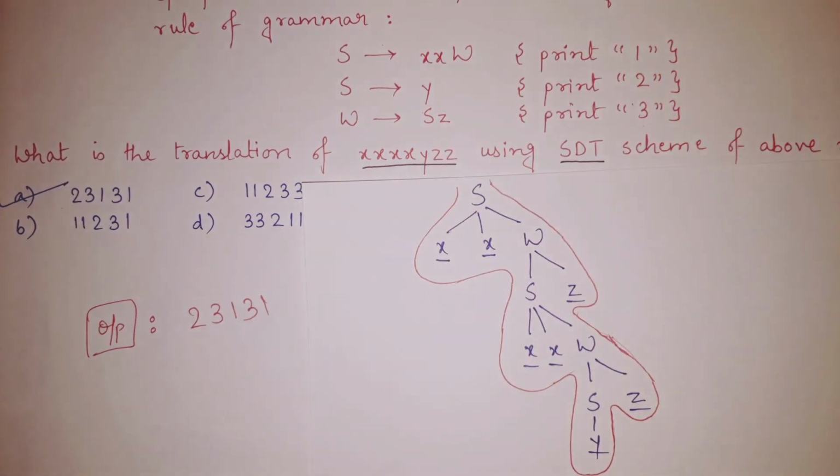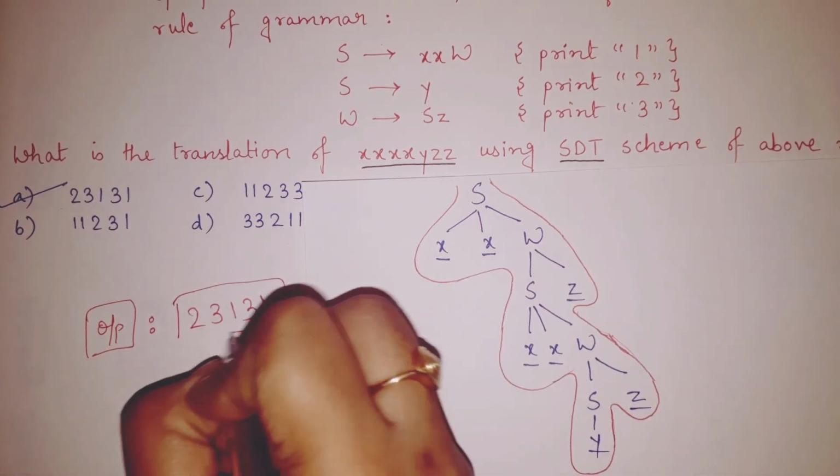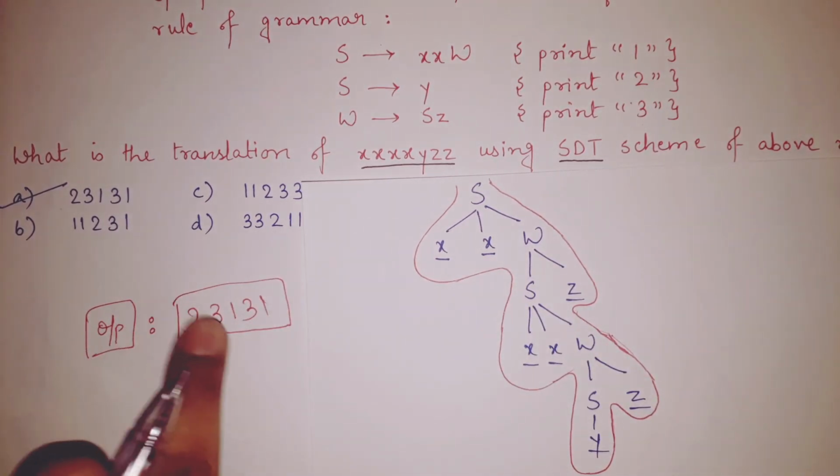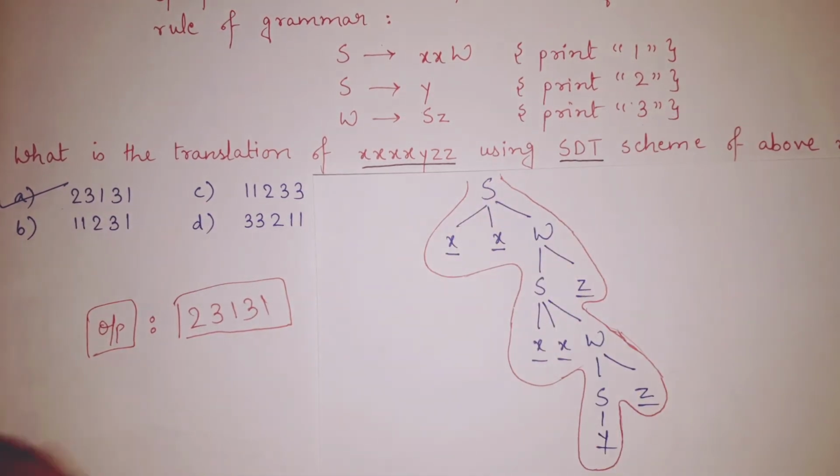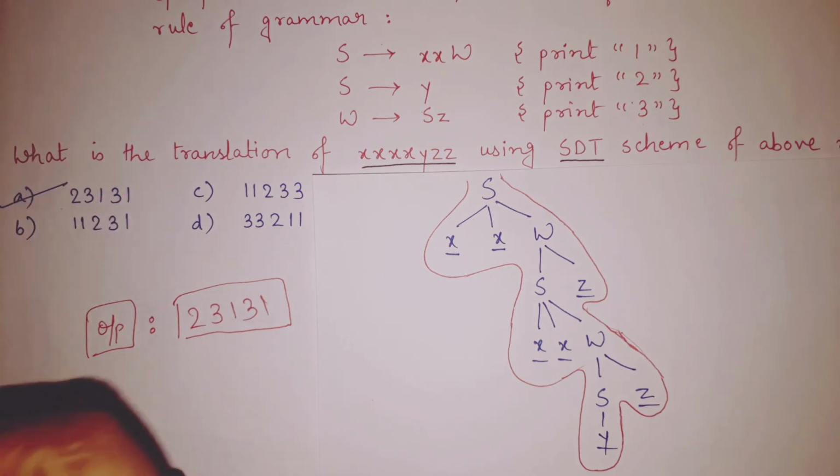There is no further way to parse it anymore. So this is my output. This is the output buffer that I got: 2, 3, 1, 3, 1. So these were the 4 options given to us, and obviously we can see that the first option is the correct option, 2, 3, 1, 3, 1. Got it? So this is how you can solve an example of SDT.